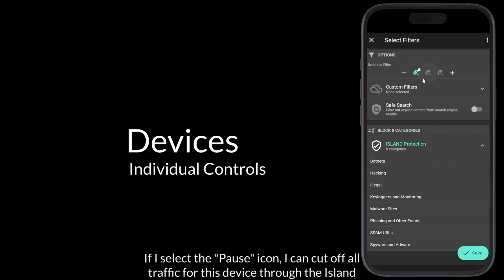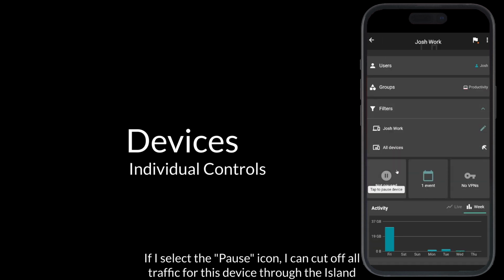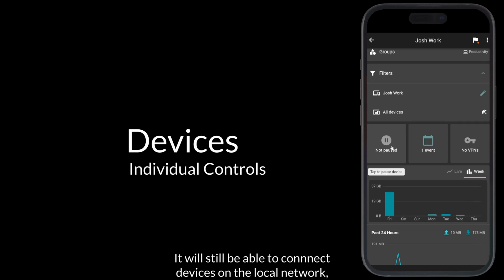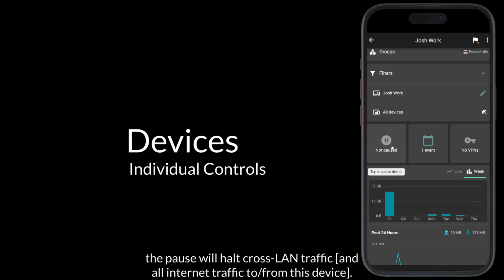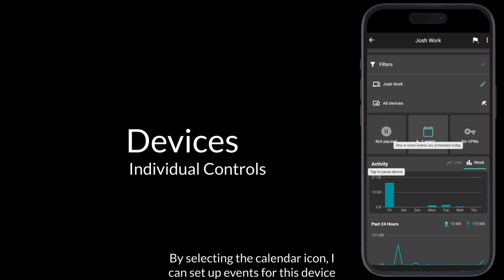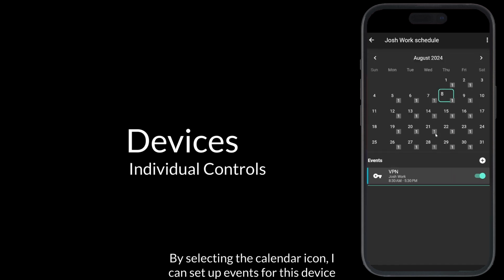If I select the pause icon, I can cut off all traffic for this device through the island. It will still be able to connect to devices on the local network. However, if you have multiple local networks connected to the island, the pause will halt cross-LAN traffic. This device will stay paused until I manually unpause it by clicking the pause icon again. By selecting the calendar icon, I can set up events for this device.